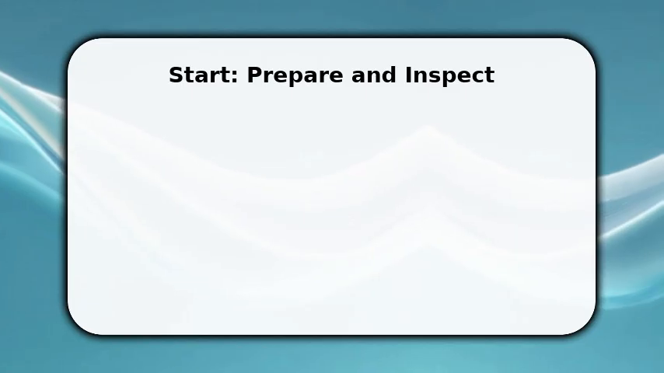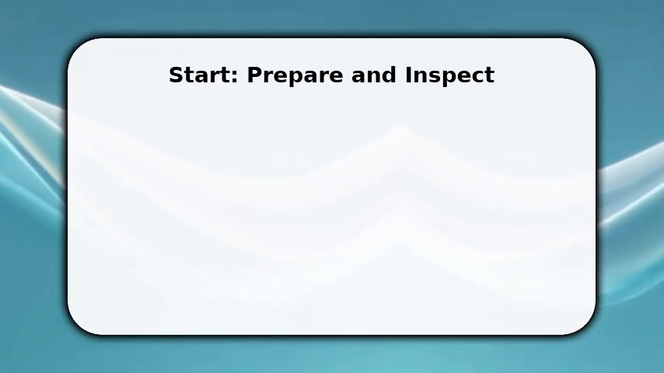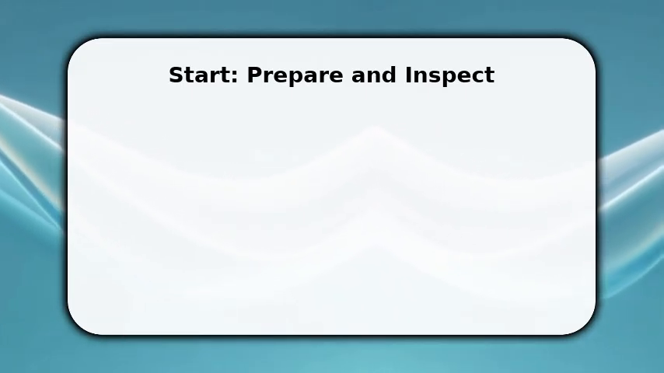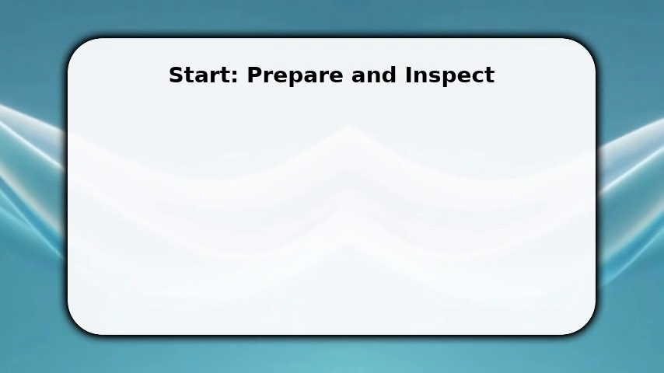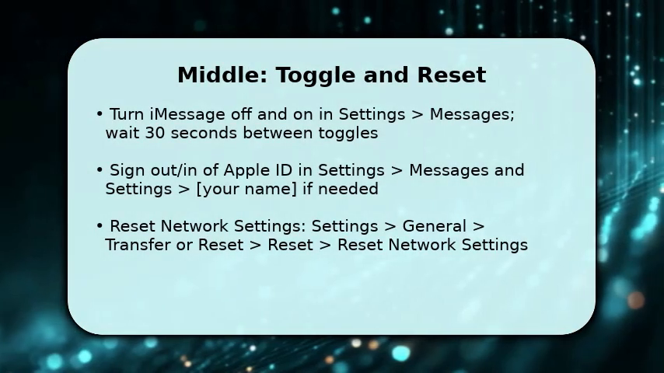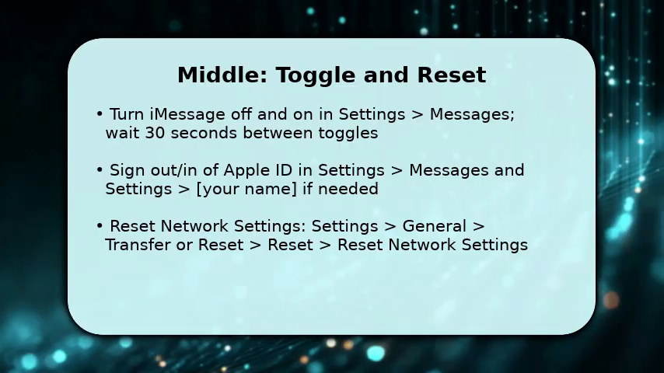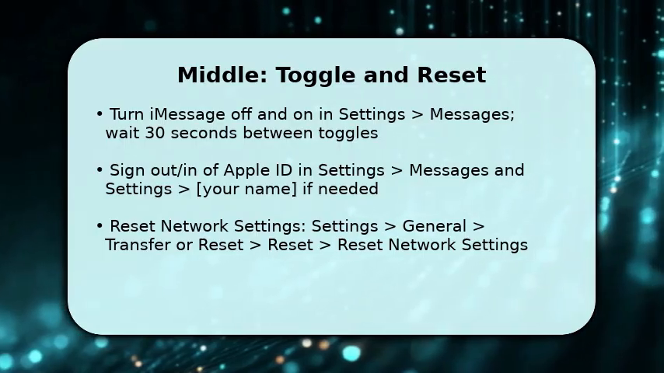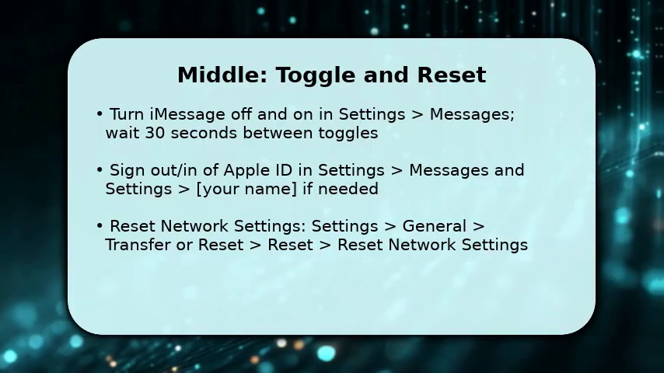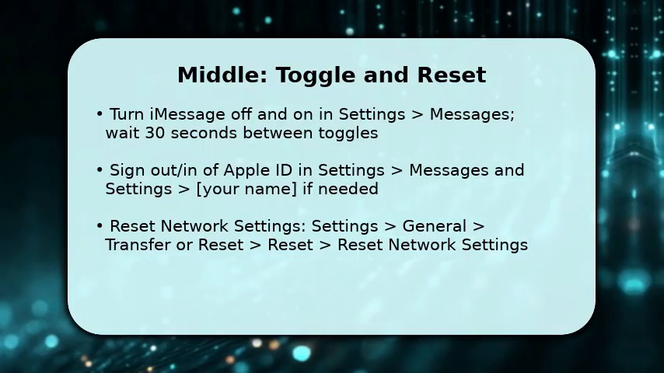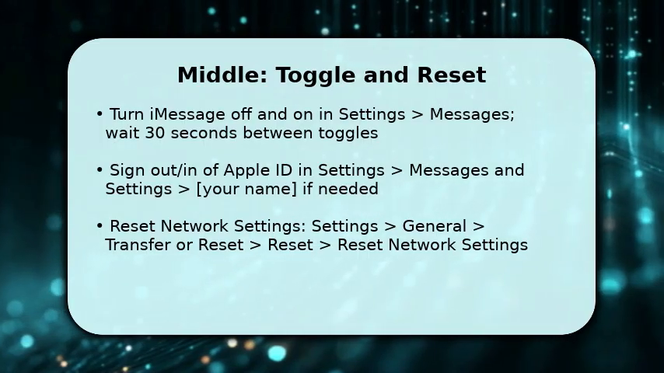Now that prerequisites are set, you'll proceed to toggle and reconfigure Messages features to reset syncing and delivery behavior. You'll perform the core fixes that resolve most messaging issues. Start by toggling iMessage off, wait 30 seconds, then toggle back on to force reactivation. This refreshes registration with Apple.